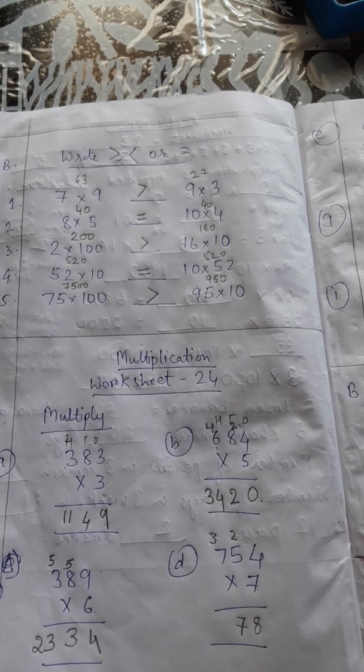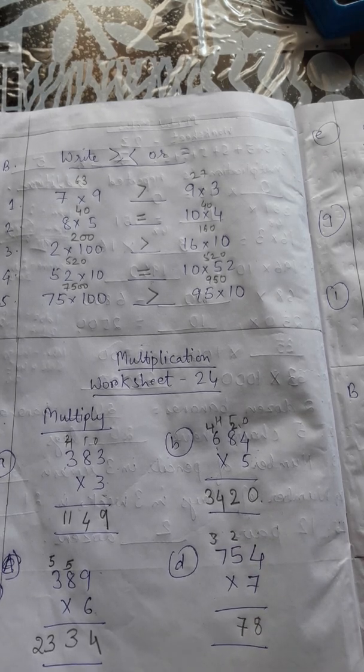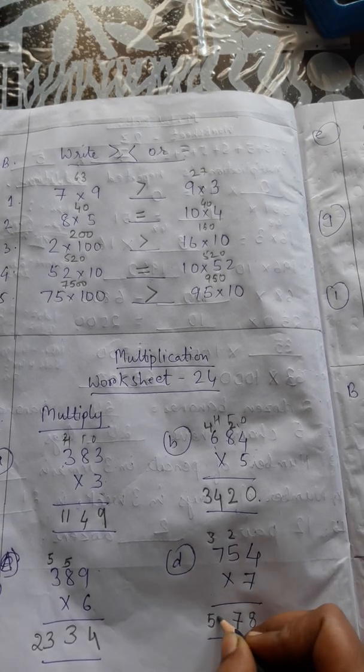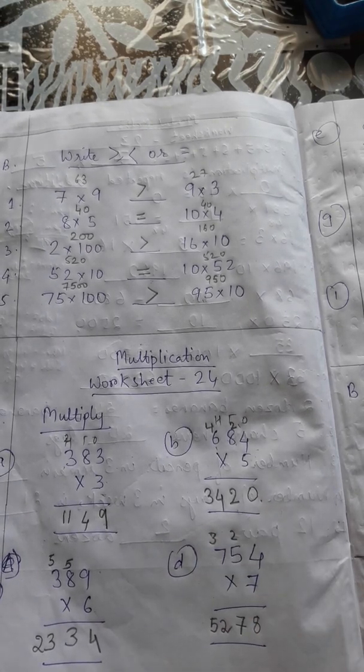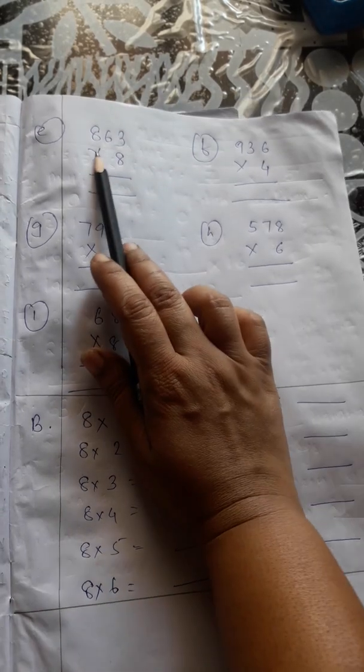Now 7 sevens is how much? 49. 49 plus 3 is 52. So the answer is 5278. Multiply 863 into 8.